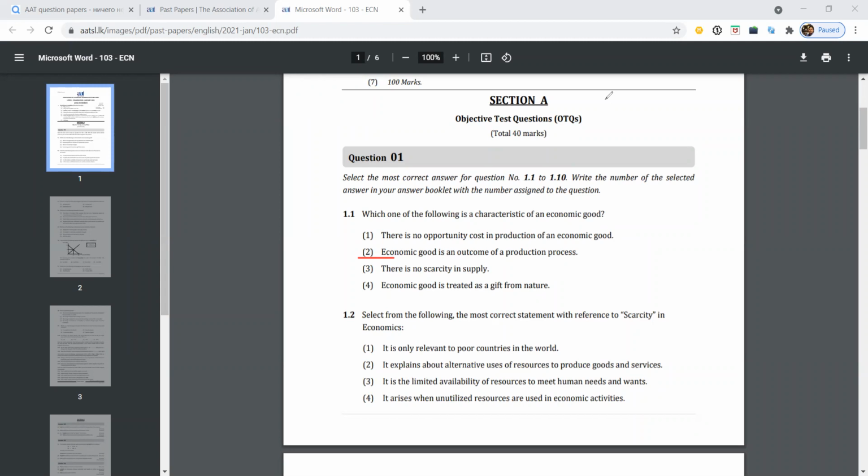The next question says: select the most correct statement with reference to scarcity in economics. It is only relevant to poor countries in the world. It explains about alternative use of resources to produce goods and services. It is limited availability of resources and needs and wants. Arises when unutilized resources are used in economic activities. So the answer is the third one. Scarcity means limited resources compared with unlimited wants.